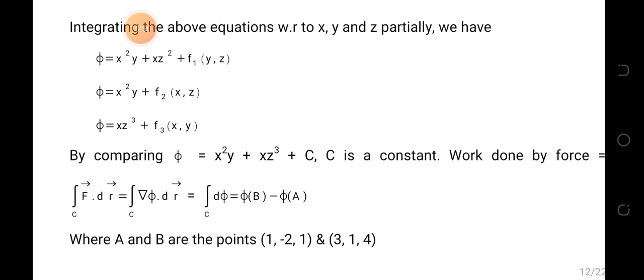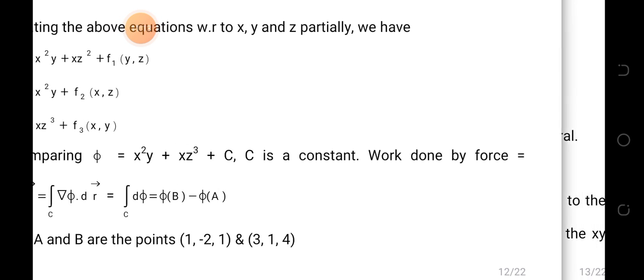That is why they have written it as f1. And also the second term with respect to y, we are getting phi equal to x square y plus some constant. So similar constants will not be repeated here. Then phi equal to x z cube plus f3 of x comma y. Now comparing the values, phi equal to x square y plus x z cube plus c, where c is a constant.